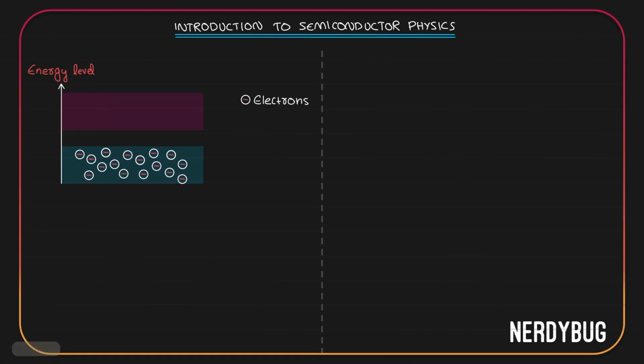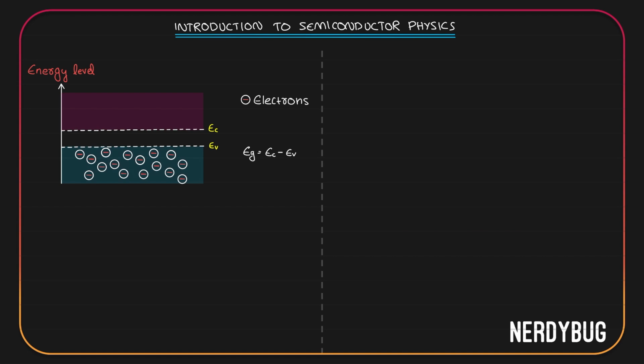Let us now take the energy band diagram of a semiconductor. Here is the highest energy level in the valence band. Let's call it EV. Here we have the lowest energy level in the conduction band. Let's call it EC. We know energy gap is the energy difference between the conduction band and valence band. So we can write EG is equal to EC minus EV.